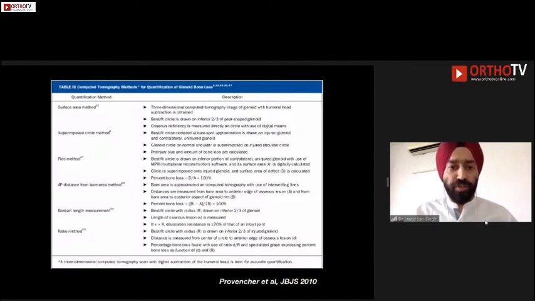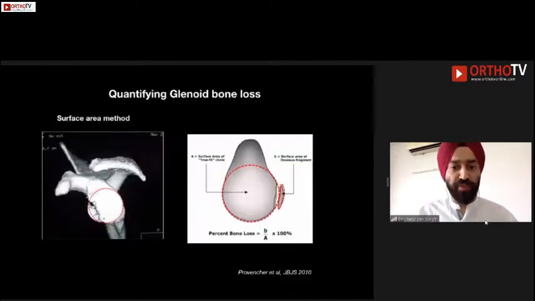So different authors have suggested different methods for quantifying the glenoid bone loss. We'll see a few of these. First is the surface area method, where we use the en-face view of the glenoid and draw a best fit circle over the inferior 2/3 of the glenoid, and digitally calculate the surface area of the glenoid and the osseous fragment to calculate the percentage of bone loss.